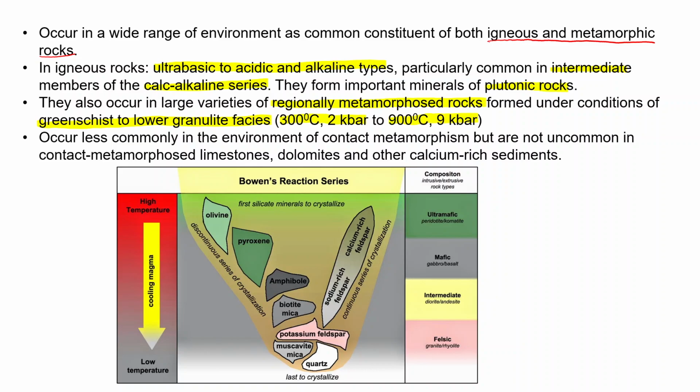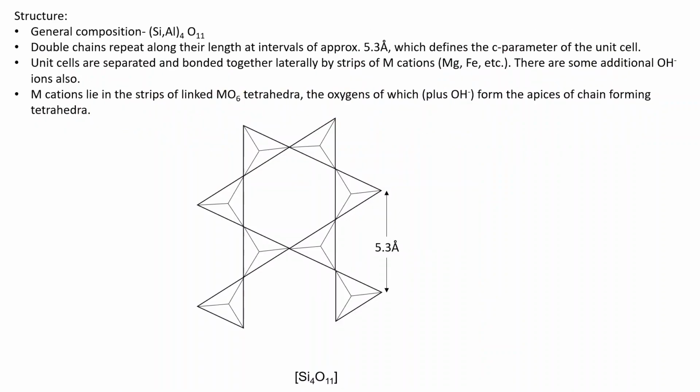So, if you look again at Bowen's reaction series, you can see that they are the third in line to be formed after olivine and pyroxene of the discontinuous series of crystallization. And you can understand that the temperature of formation of amphiboles is definitely lower than that of olivine and pyroxene. So, as I had told in the beginning, they are double chain inosilicates. So, their general composition is Si4O11, which means that the Si to O ratio will be 4 is to 11.